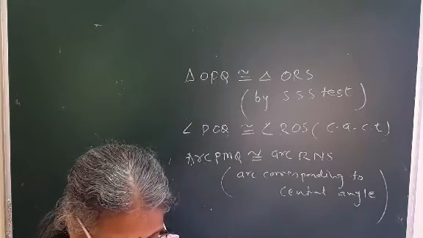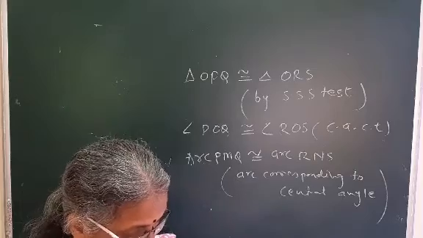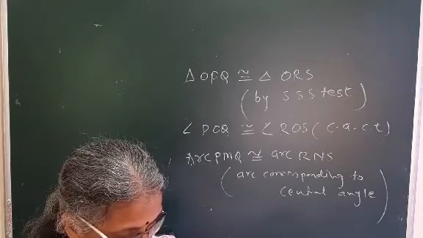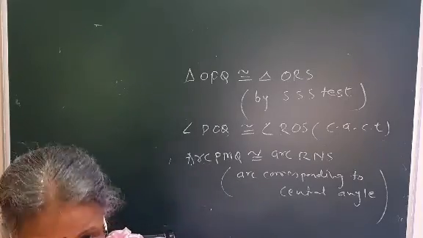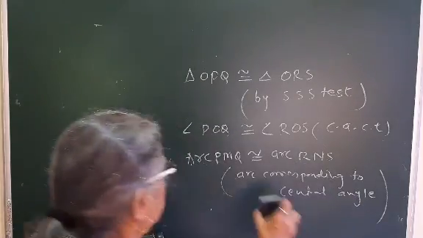Now practice set 3.3, sum number 1. In figure 3.37, points G, D, E, F are concyclic points of a circle. So I will draw the figure.